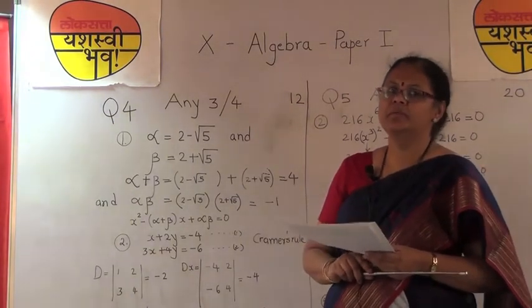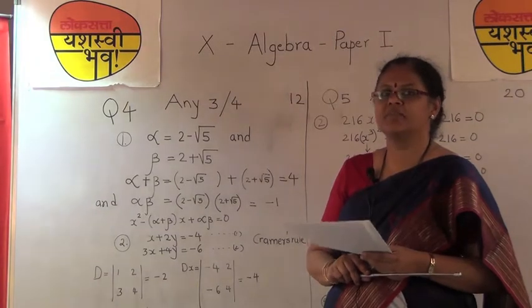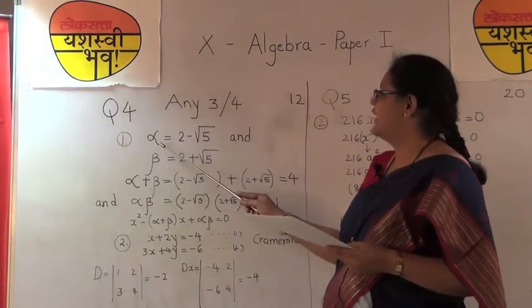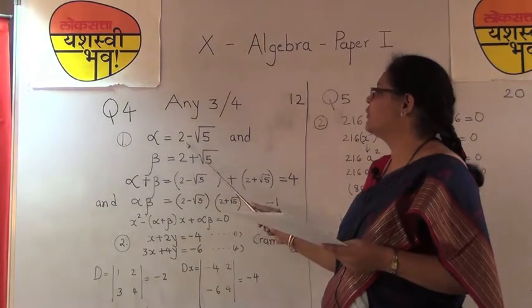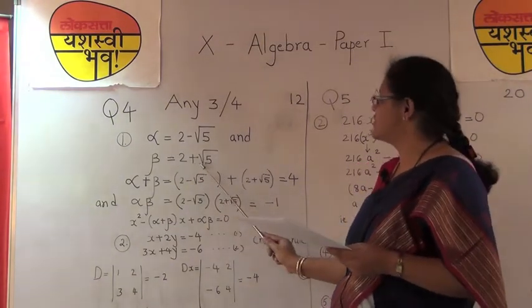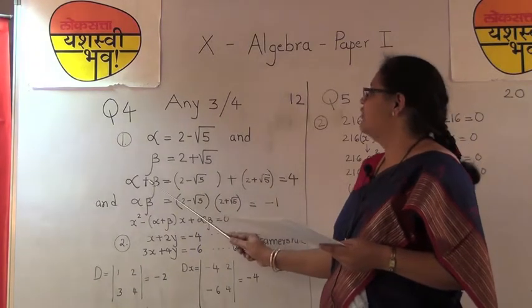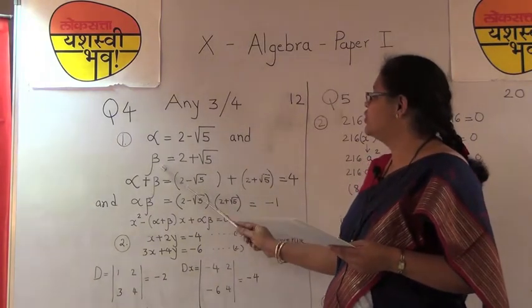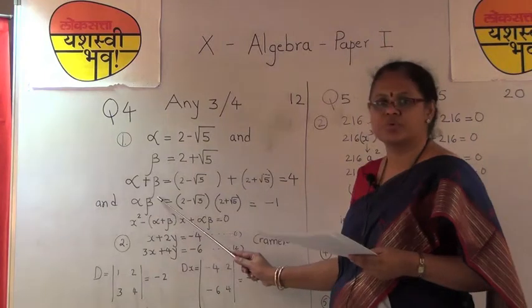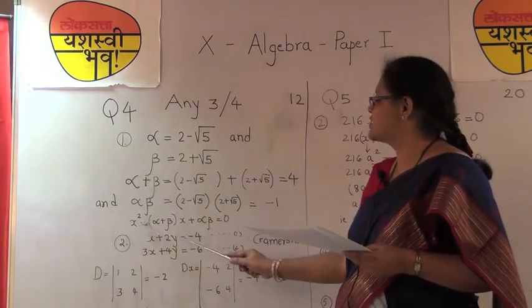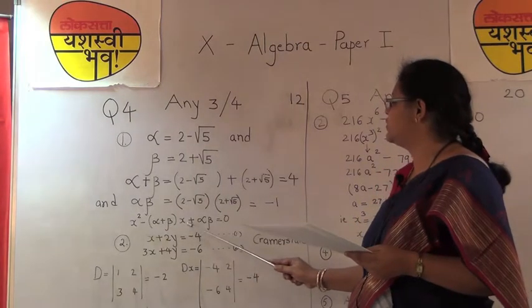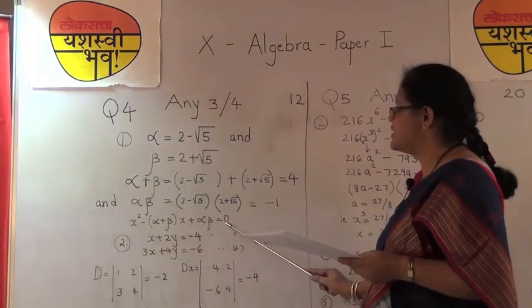For it, learn the basics of quadratic equation once again very properly. If one of the roots is alpha, which is 2 minus root 5, the other root would be its conjugate, that is 2 plus root 5. Here we have to find the sum of the 2 roots as well as the product of the 2 roots, as we have to substitute both values in the formula x square minus (alpha plus beta) into x plus alpha beta is equal to 0.